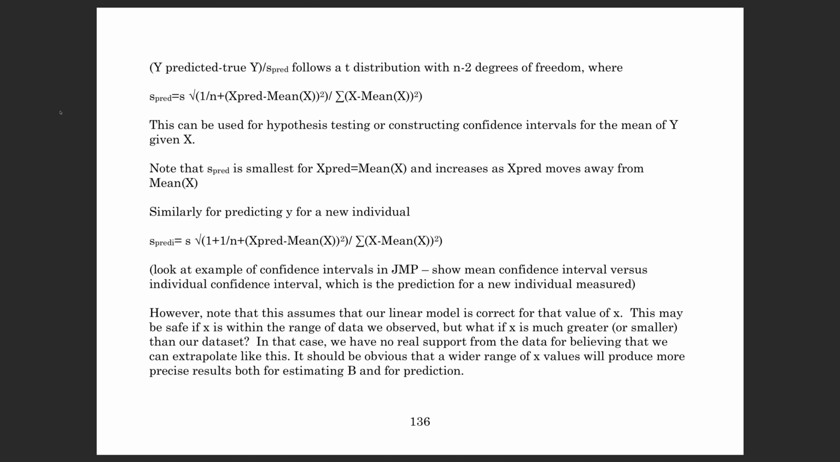The other point is, as I highlighted up above, that a wider range of x values is generally a good idea, because it means that SB will be smaller and SPRED will be smaller if the range of x values is bigger. So we generally want a wider range of values of x if we want to have a good set of estimates for our linear model.